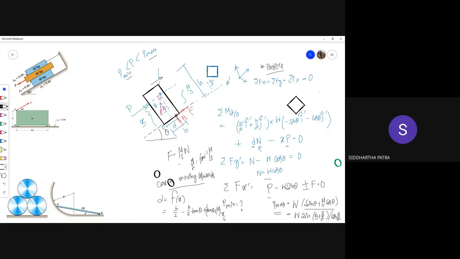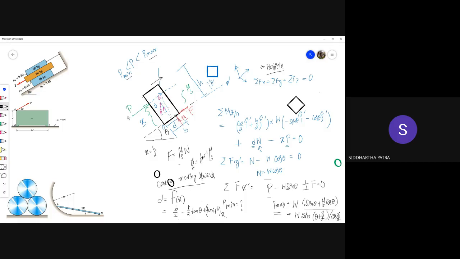Okay, so as you can see, if x increases, so does d. And if you look at it like this, even when x is h by 2, that is, you are applying the force exactly in the middle of this face, this quantity right here, d, is actually higher than b by 2. So it is b by 2 plus mu times x.